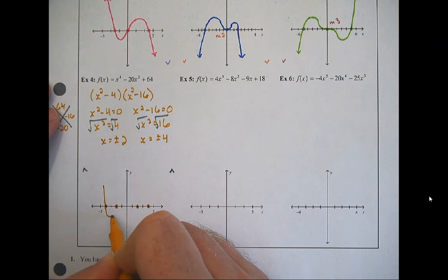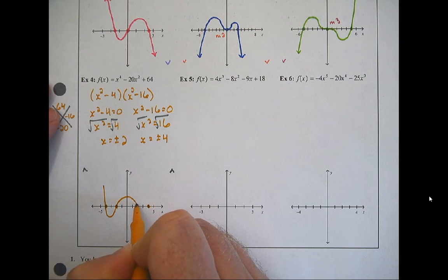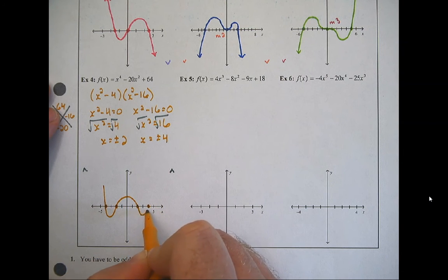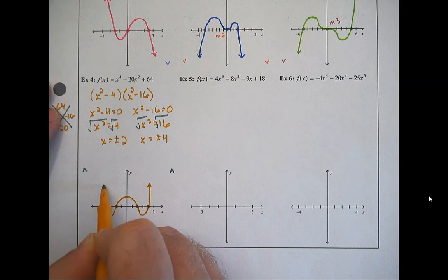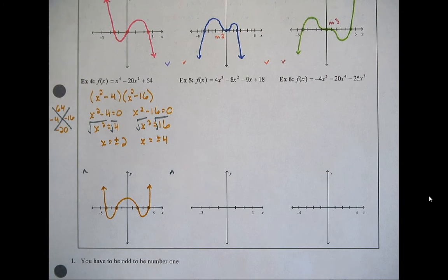Mult 1, mult 1, mult 1, mult 1, arrows. Decent. I don't know, that one looks a little bit, those are supposed to be symmetrical. I'm going to have to live with it. Somehow I'm going to have to survive.